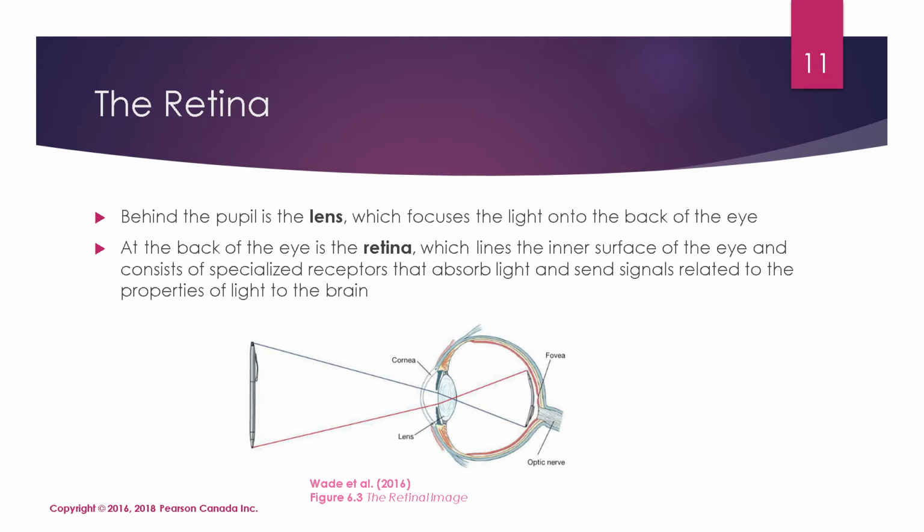So basically the entire back surface, the curve at the back of your eye, is labeled the retina, and it lines that inner surface and consists of specialized receptors that absorb light and send signals related to the properties of light to the brain. The receptors, the rods and cones in your retina, which I'll talk about in a minute, are the ones that actually take in that light information and convert it from a physical light wave into a neural impulse, which is then sent back into the brain for processing.